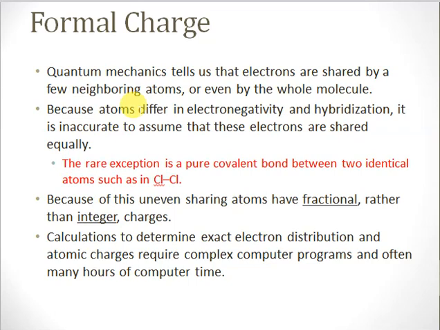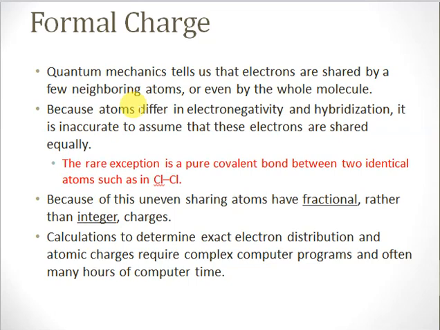So from quantum mechanics, we know today that the electrons are shared between neighboring atoms, or they can even be shared by the whole molecule, right? Secondly, because the atoms differ in their electronegativity, and they also differ in their hybridization, we cannot assume that electrons are shared equally, right? So whenever you have two different atoms, whatever the electronegativity difference between them, the electrons are not shared equally.